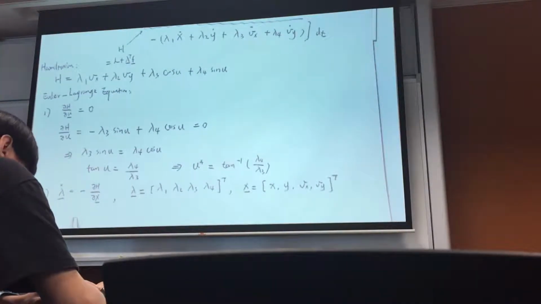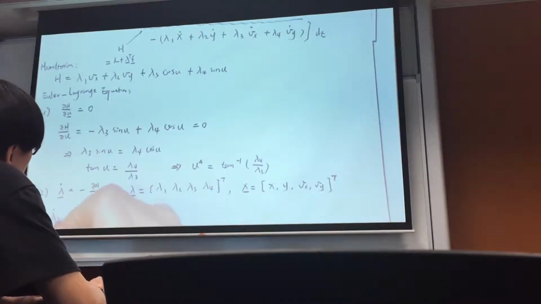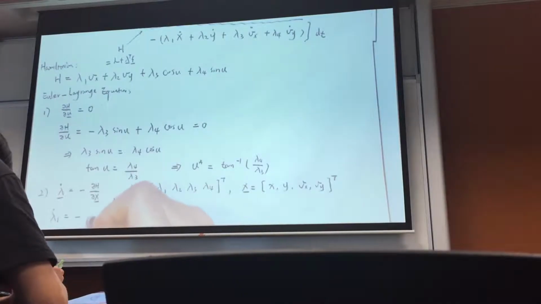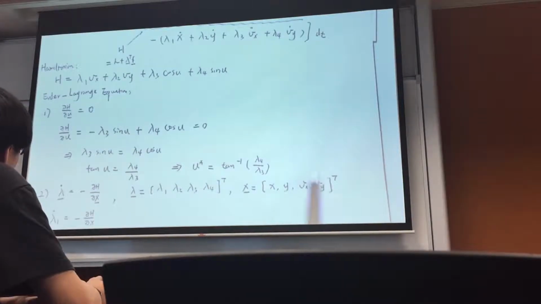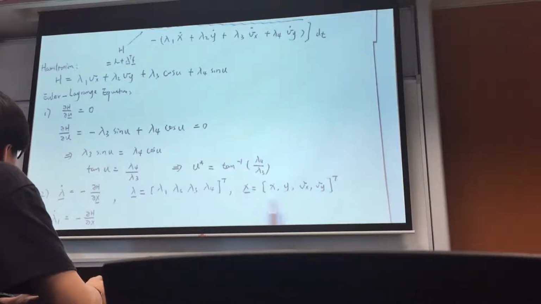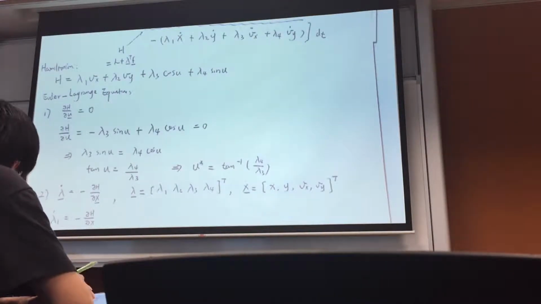So from this definition and this equation for the Lagrange multiplier, we know lambda 1 dot equals minus dH/dx. Remember, this x is different from this x here. So this x is the state vector, defined here. And this x is just the coordinate, the x coordinate of the vehicle. It's one of the components here.